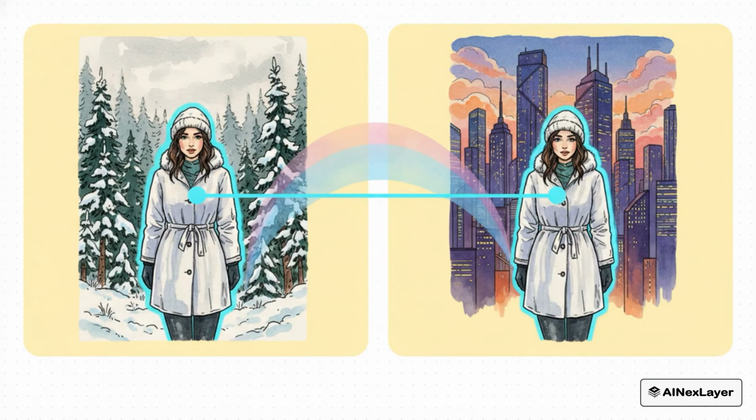This is a perfect example. We start with a woman in a snowy forest. The prompt is simple, just replace the background. And look what it does. The model understands to keep the woman perfectly intact, while seamlessly swapping that forest for a futuristic cityscape. It even matches the lighting and the overall mood.